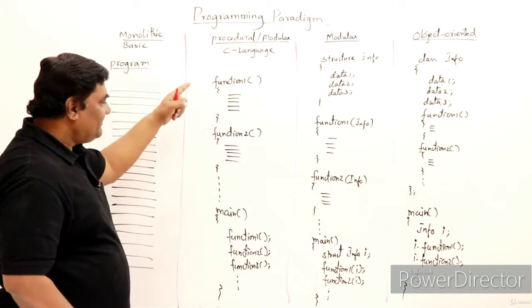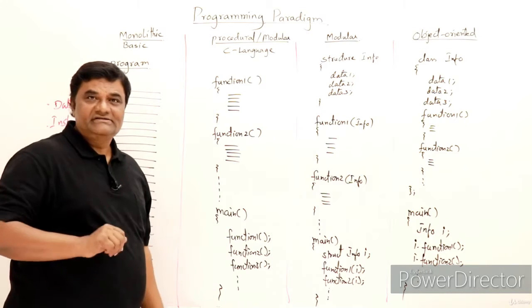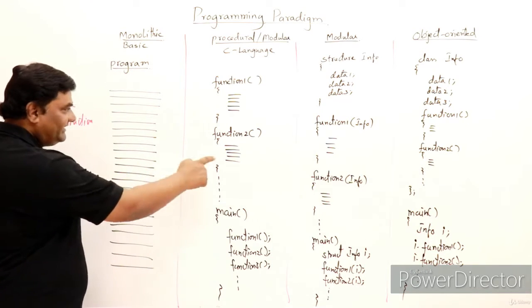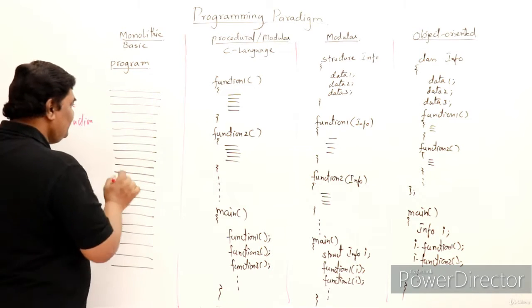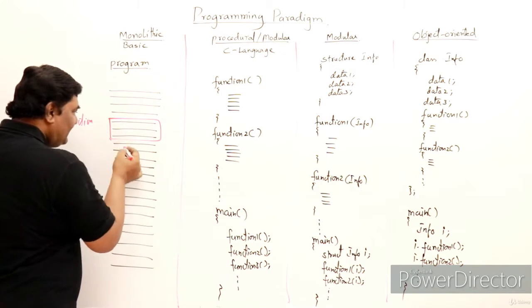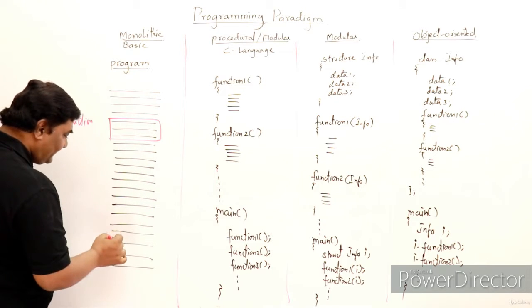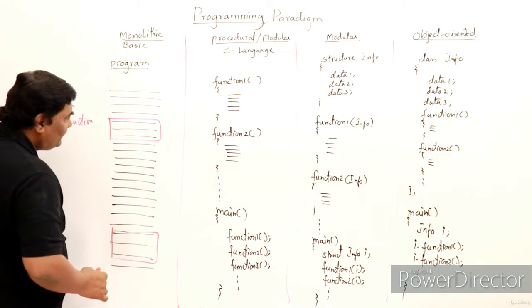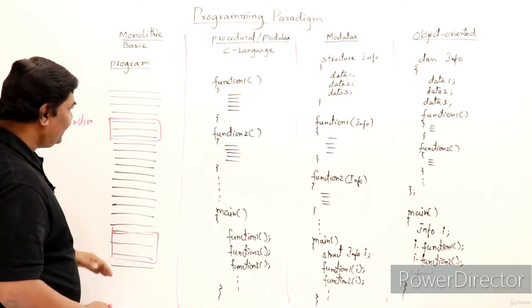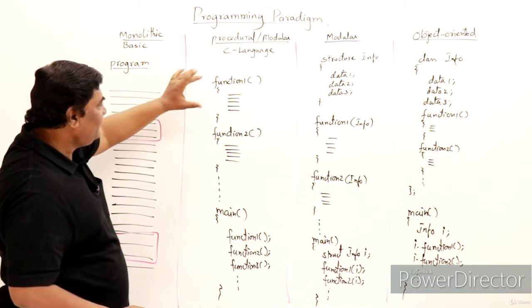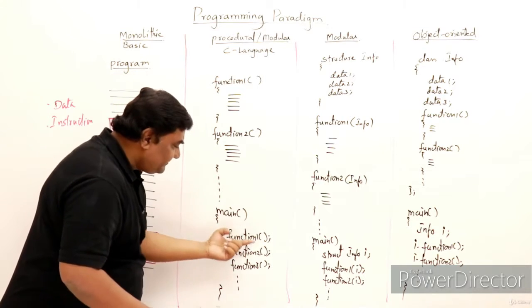So modular programming was introduced. What is this? I'll explain it by comparison. When everything is written in one place, a few lines may be used here and the same lines written again here also. So why write those same lines multiple times?